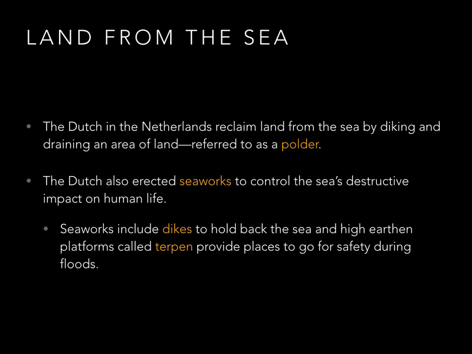The Dutch also have erected seaworks over the centuries to control the sea's destructive impact on their country. Seaworks can include things like dikes or levees to hold back the sea, and then also high earthen platforms or towers called turpen. You can go up into these turpen because they provide places that you can retreat to for safety during floods.